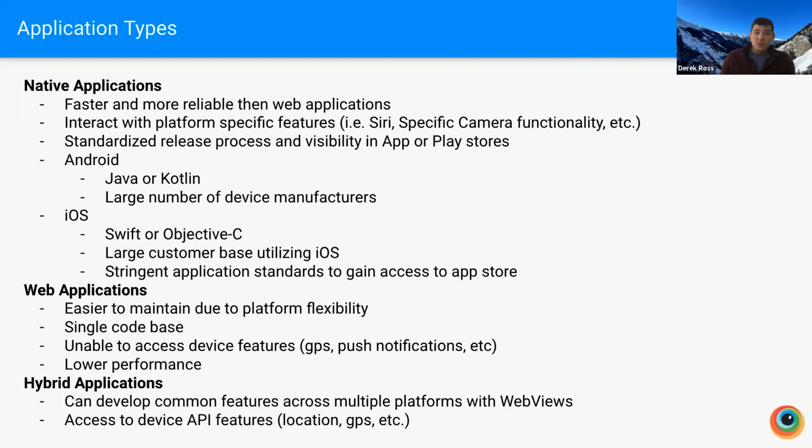To get the best of both worlds, we can use a hybrid application. So we can develop common features across multiple platforms using web views. And then we can access device APIs directly. So we can use Android or iOS APIs directly, so you can use location, GPS, camera, Siri, Google, etc.